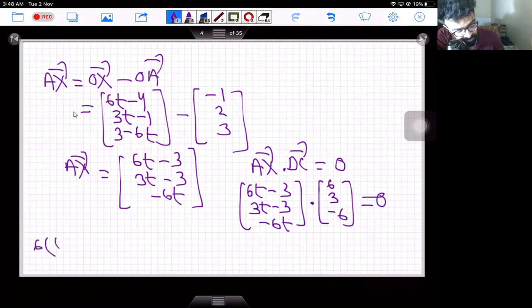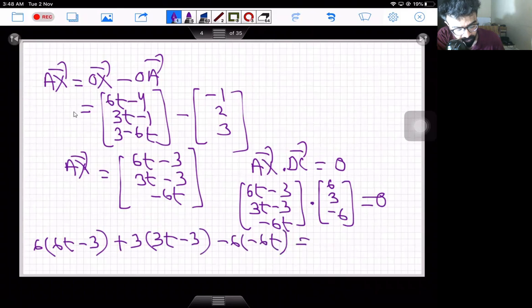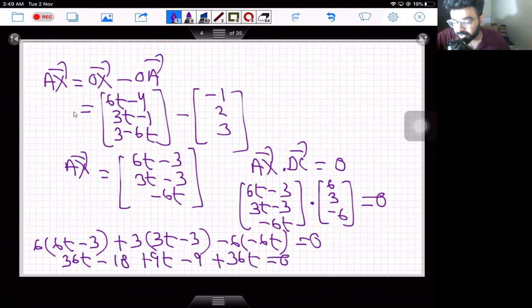Therefore, 6 times (6t minus 3) plus 3 times (3t minus 3) minus 6 times (minus 6), and this whole thing is equal to 0. Therefore, 36t minus 18 plus 9t minus 9 plus 36t, this is equal to 0. So 36t plus 36t plus 9t, 72 plus 9, 81t minus 27 is equal to 0. Therefore, 81t is equal to 27.